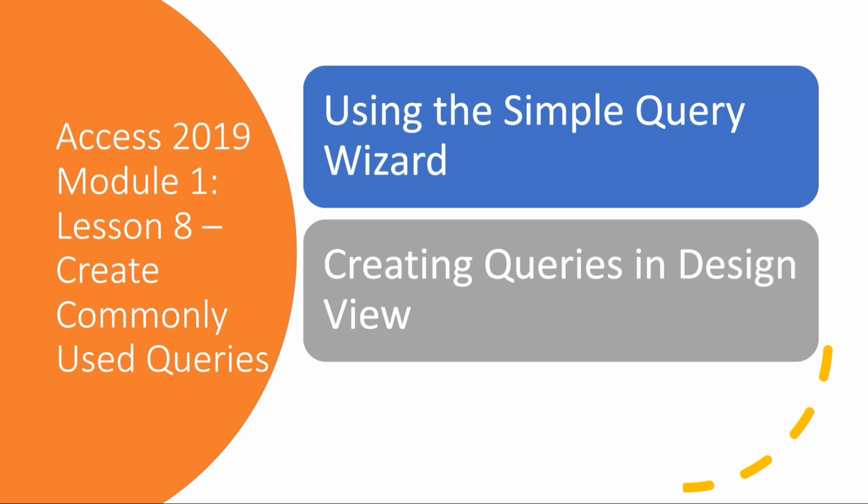Now that we have our table relationships set, we're going to start creating some commonly used queries. And we're going to do it two different ways in this lesson. We're going to use what's called the Simple Query Wizard, which will guide you through the steps. And then we'll create a query in Design View.